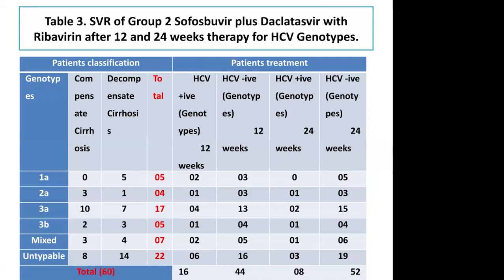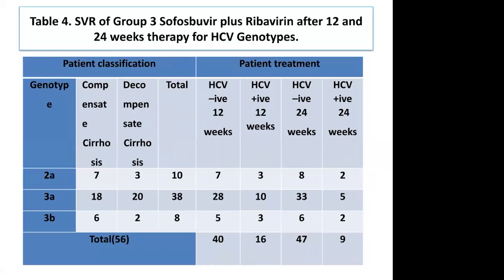For the second group, we had a total of 60 patients, out of which at the end of 12 weeks, we had 44 patients who were HCV negative, whereas at the end of 24 weeks, we had 52 patients who were negative, which is the maximum response rate amongst the three groups. For group 3, we had a total of 56 patients, out of which at the end of 12 weeks, we had 3 patients who were HCV negative, whereas at the end of 24 weeks, we had about 47 patients who were HCV negative.